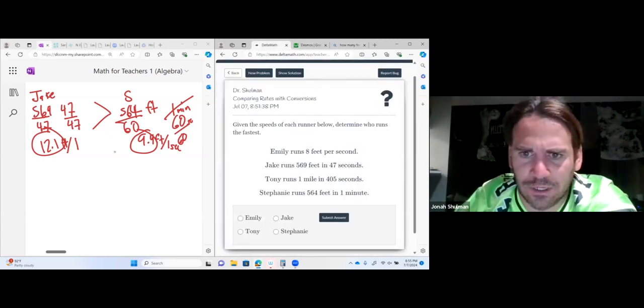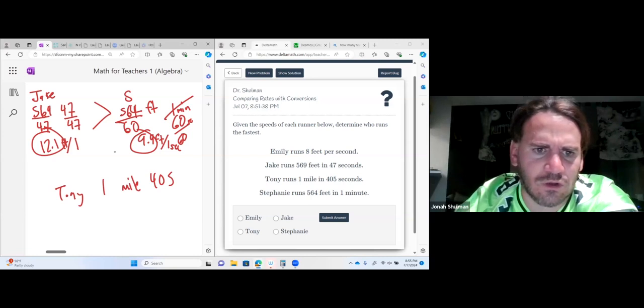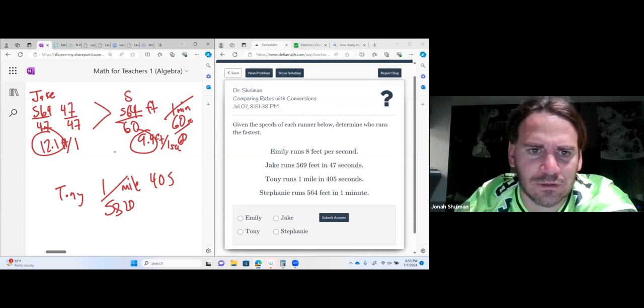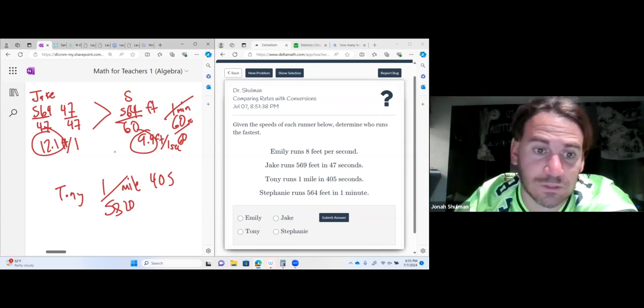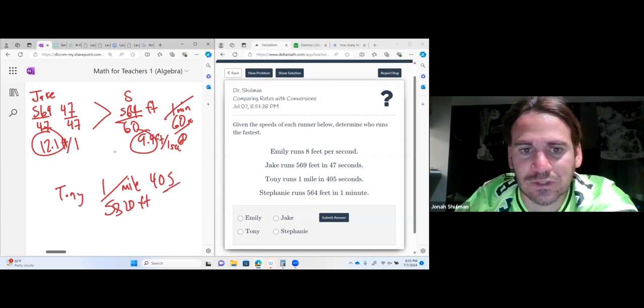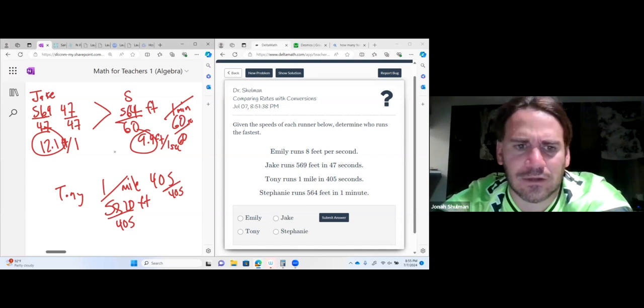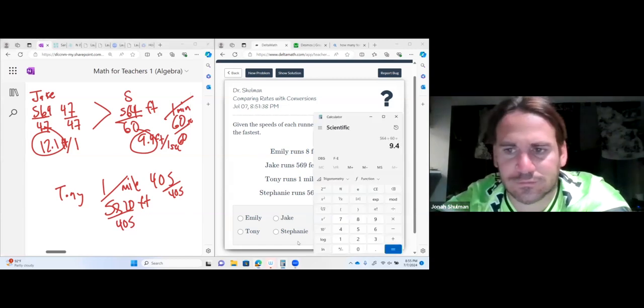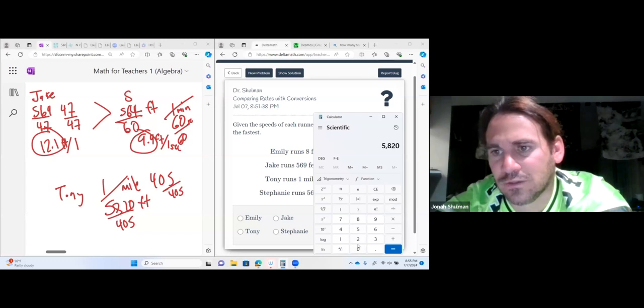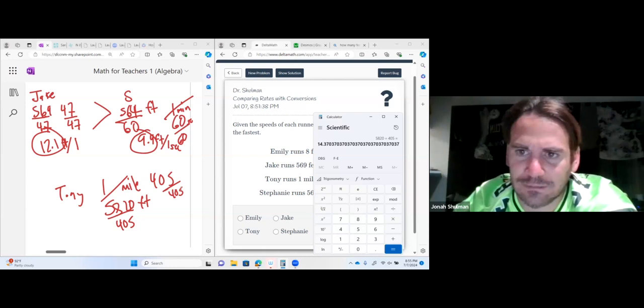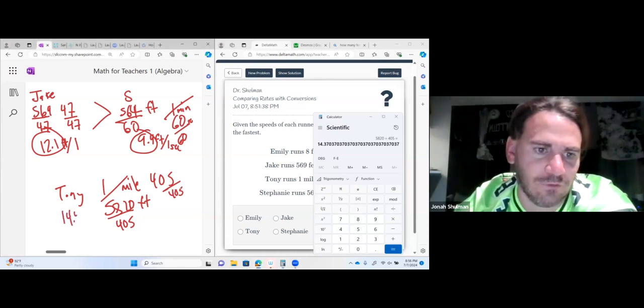So we know we got our boy Tony. So he does 1 mile in 405 seconds. So if I want to make this into feet, well, 1 mile is 5,280 feet. And this is 405 seconds. So I want this in 1 second. So I already made that feet, but I have to make this seconds. So I have to divide by 405 on both sides. And 5,280 divided by 405. And we could do the division by hand, but it's okay. We've been doing a lot of it. And this is 14.4. So Tony is the fastest.